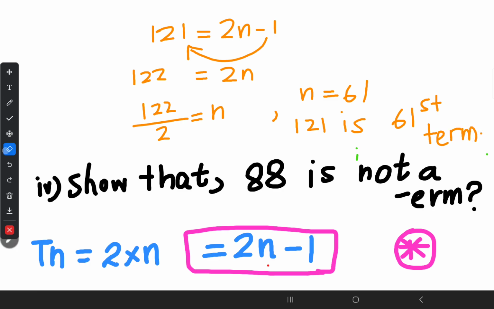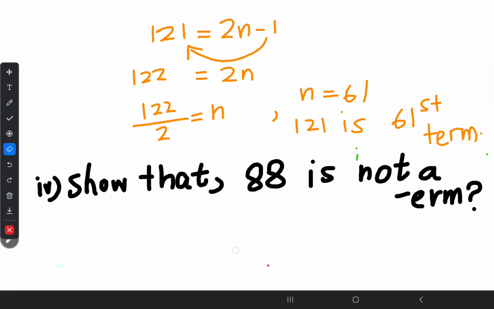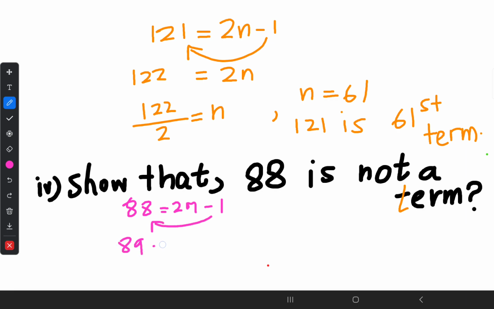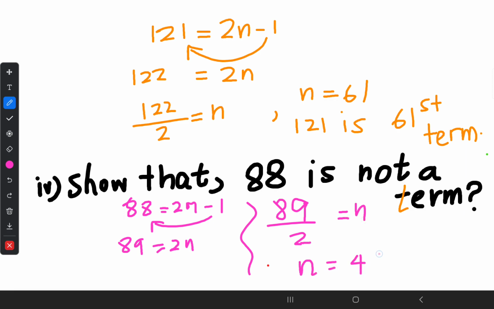Likewise, you have to write your answer. Then let's see our final question: show that 88 is not a term. Let's answer that. 88 equals 2n minus 1. Let's bring the minus 1 as positive 1 to this side. So it will become 89 equals 2n. Then 89 should be divided by 2. That will give you n. n is equal to 44.5. So you should write that n is not a whole number. So 88 is not a term of this number pattern.